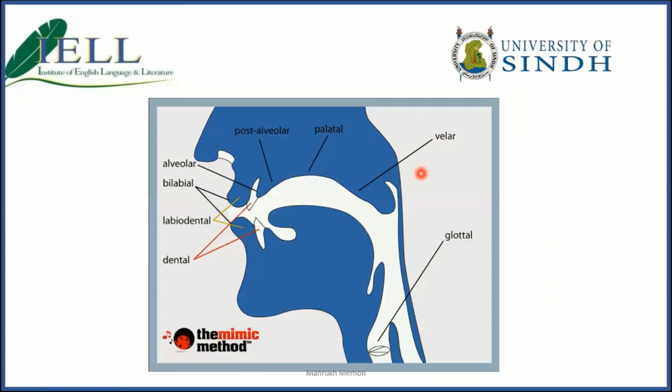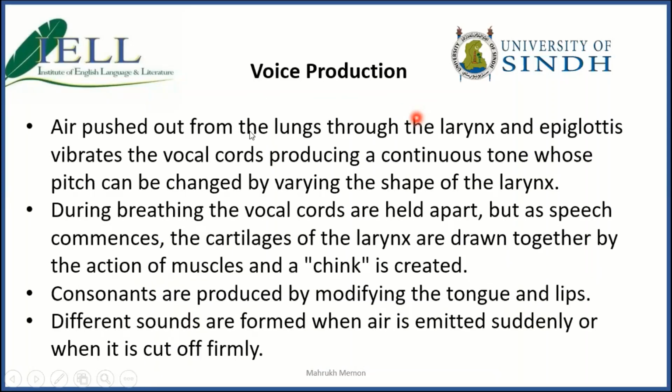Okay, so for example, let's see. This is our vocal tract. We have the lungs below, and then we have the glottis. Then here we have the vocal cords. Then this is the mouth, and these are all the organs of our mouth. So we will discuss all of them in detail. So we see that first air is pushed from the lungs.